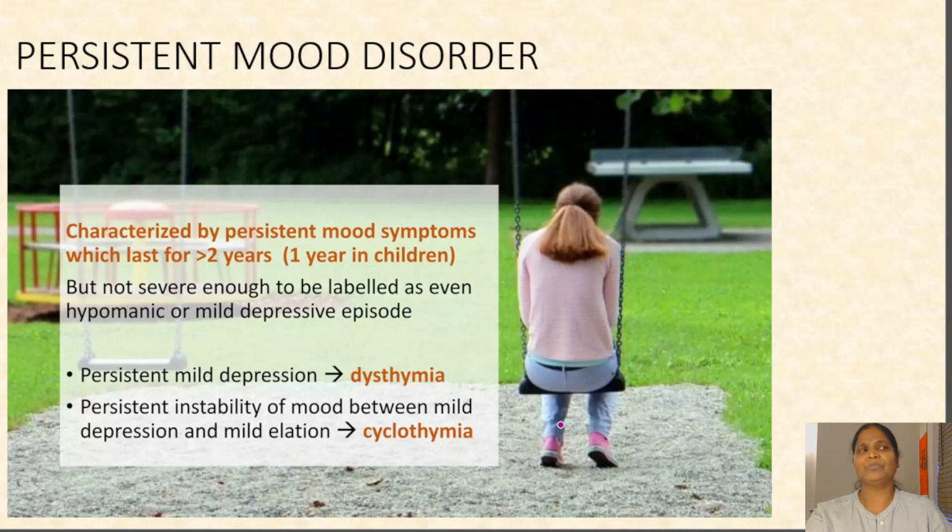Next, we have persistent mood disorders. Under persistent mood disorders, if you go back to my video on mood disorders, I mentioned these two terminologies, dysthymia and cyclothymia. Dysthymia is persistently mild depression present in a person for a prolonged period, maybe 1 year, where they do not show any interest in pleasurable activities. And if the mood is shifting between mild depression and mild elation, maybe hypomania and dysthymia, it is called cyclothymia.